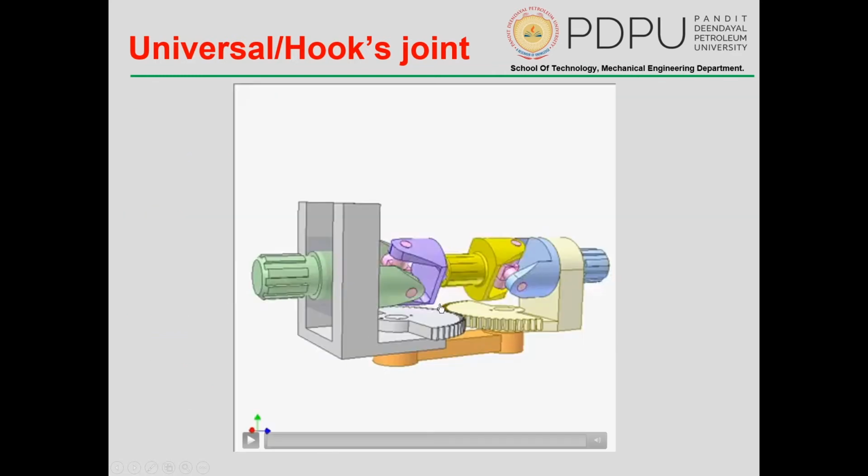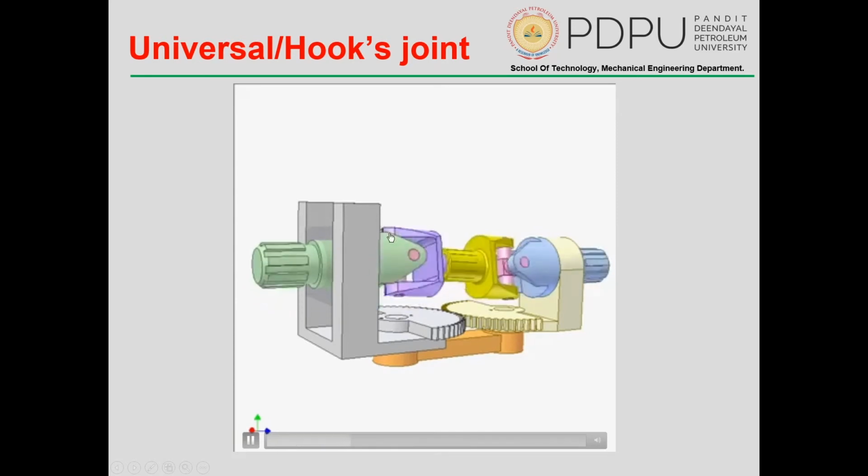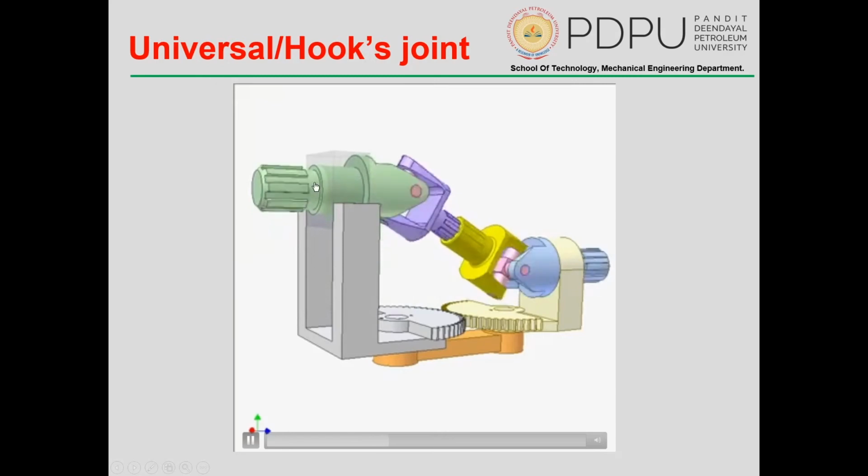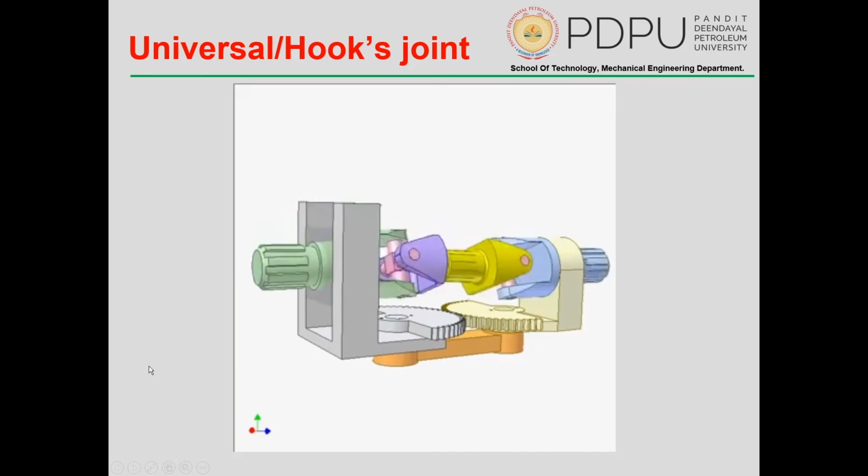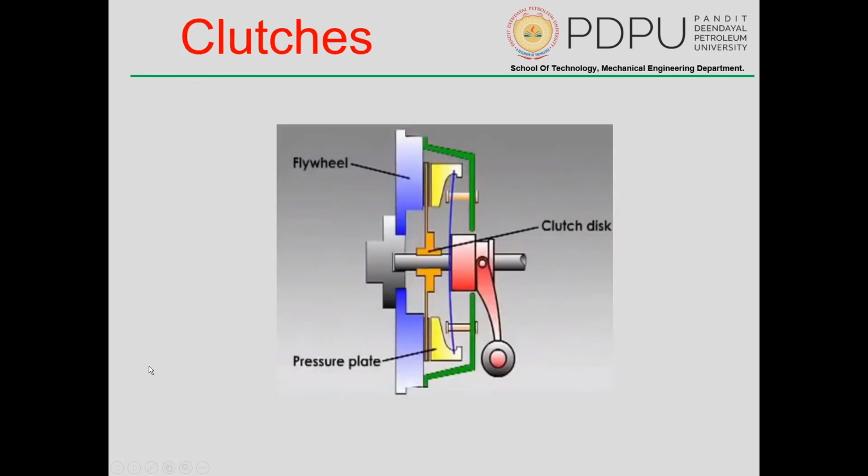If we look at the same animation as before, this part that you are seeing is your universal joint. Here you can see when it is going to a certain height, an angle of up to 45 degrees can be achieved. These are the forks and these are the pin blocks. Okay, so those were the different types of coupling.